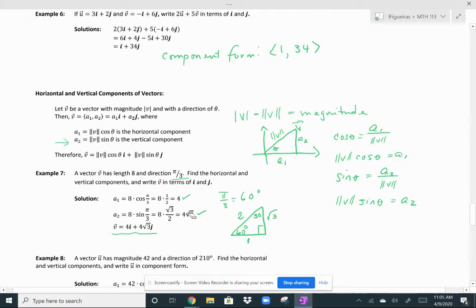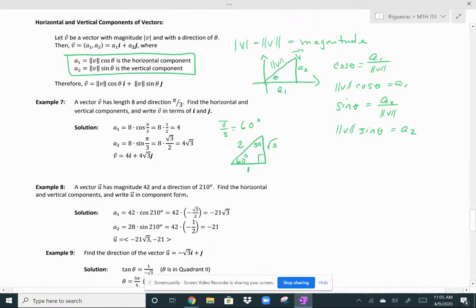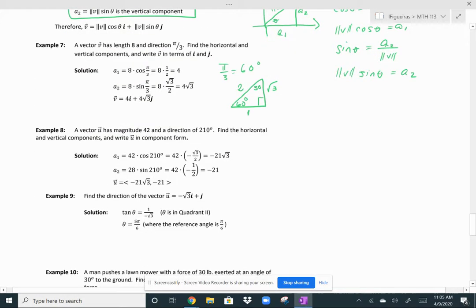Again, as I mentioned before, you're going to want to memorize this formula. I'm going to put it in a box to make that more obvious. You want to know how to find components of a vector if you know its magnitude and direction. All right, so here's another example in degrees. We have vector u that has a magnitude of 42 and a direction of 210 degrees. 210 degrees is in quadrant 3.